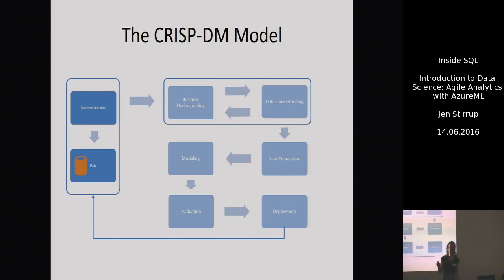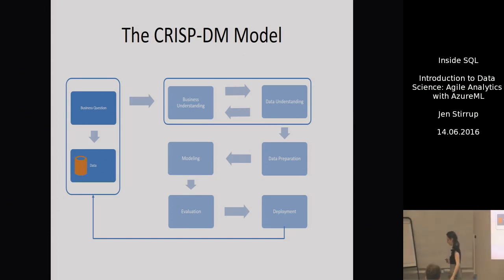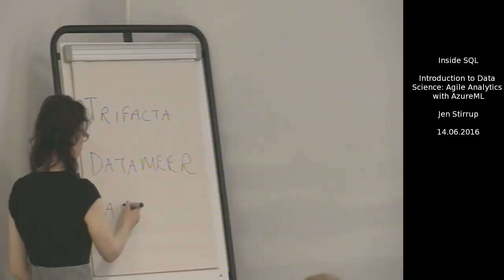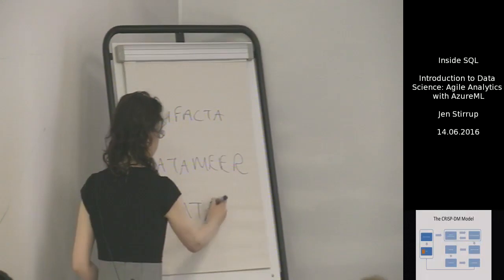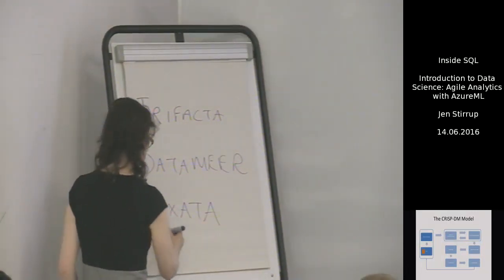Sorry? Trifacta. I'll write them up for you if I have a marker. So we've got Trifacta. Datameer. The leader at the moment seems to be Paxata. And you've also got ClearStory Data.